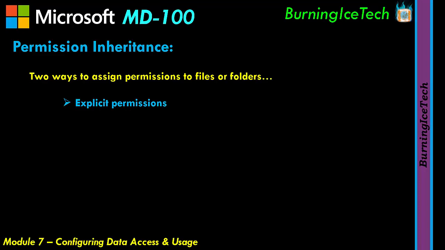Now, the second way to assign permissions to a file or folder is through something called permission inheritance, which is the actual topic here. To hopefully make this make more sense, I think I'm going to demonstrate it practically while explaining it to you folks. So let's switch over to a virtual machine I actually have idling in the background. I think this is just going to make more sense to you guys.